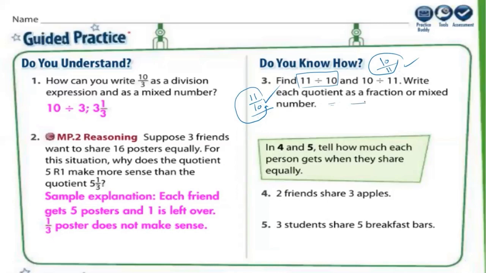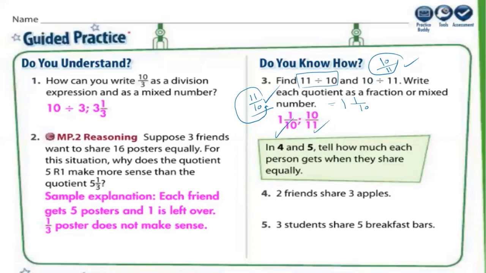How come? I will keep 10 as it is. Count how many 10s are there in 11. Just 1 and remainder 1. Check the answer: 1 and 1 over 10. Okay, and it will be here 10 over 11 as I told you.